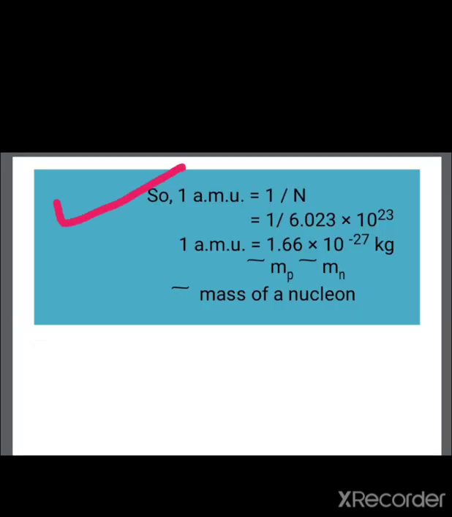After cancelling the terms, we got 1 AMU is equal to 1 by N, and we know that N is Avogadro's number. So I put the value of N, 6.023 into 10 raised to power 23, and after solving this equation, we got 1.66 into 10 raised to power minus 27 kg, which is approximately equivalent to the mass of a proton and mass of a neutron as well as the mass of a nucleon.